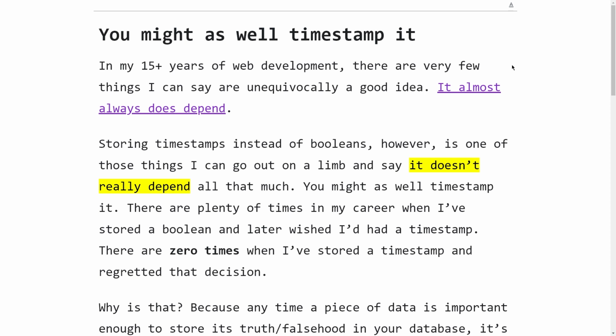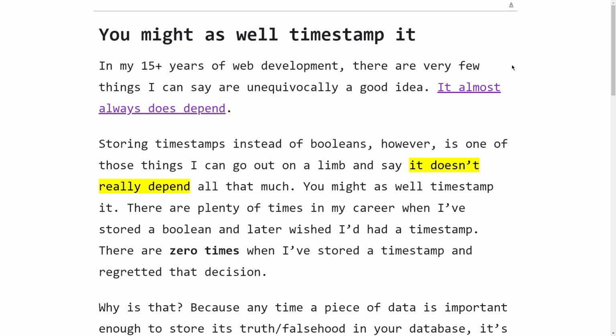In my 15 plus years of web development, there are very few things I can say are unequivocally a good idea. It almost always does depend. It always depends. Storing timestamps instead of booleans, however, is one of those things I can go out on a limb and say it doesn't really depend all that much. You might as well timestamp it.